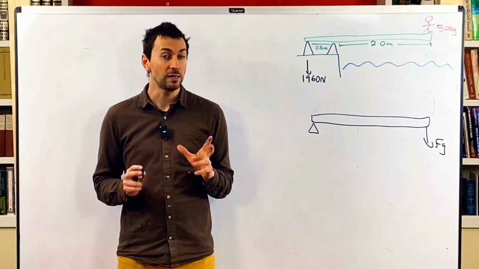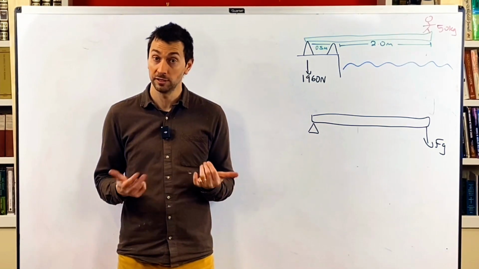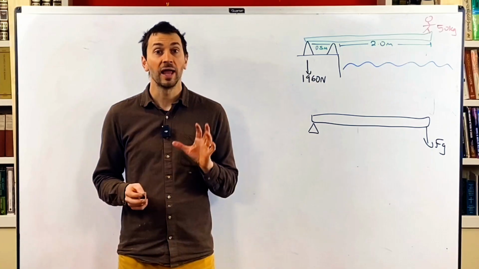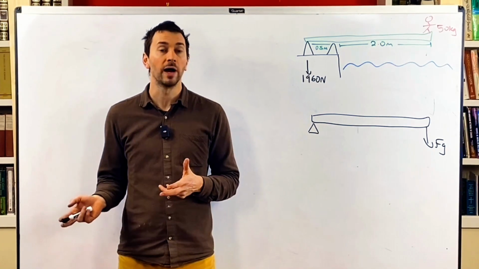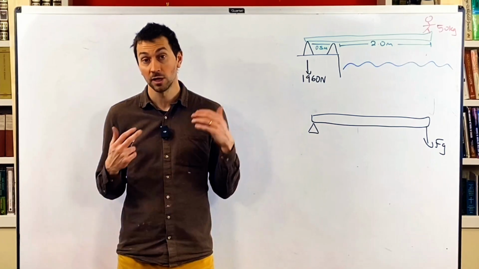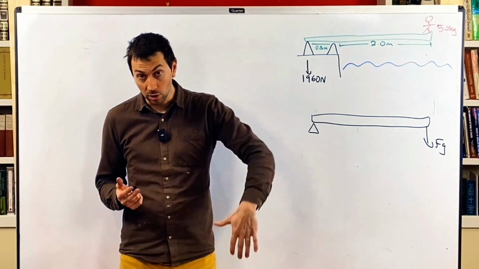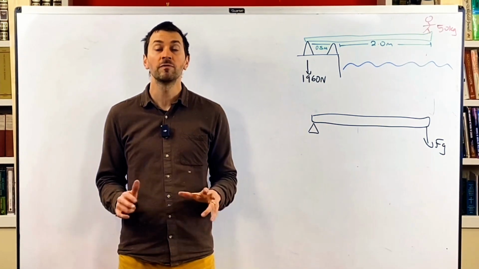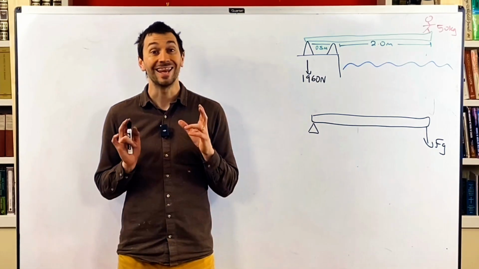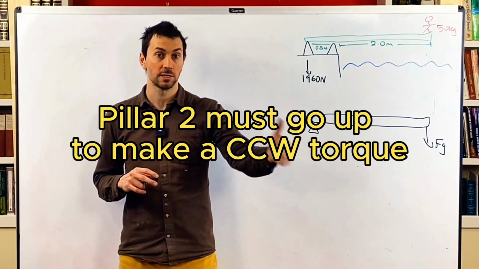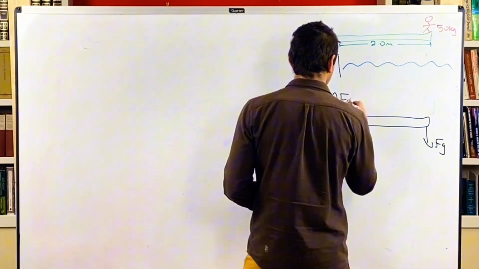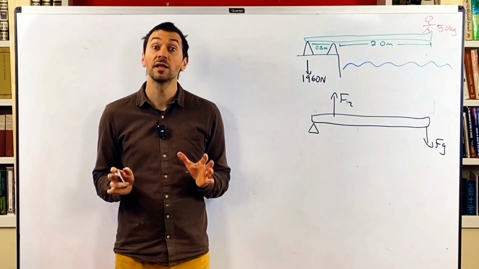Now again, I need to think about which direction the force is going to be at pillar 2. And again, I think rotational equilibrium. Torque clockwise is equal to torque counterclockwise. The swimmer is providing a clockwise torque. So how do I provide a counterclockwise torque? In this case, the force has to go upwards because it's on the right side of the hinge. Okay, let's calculate that force.